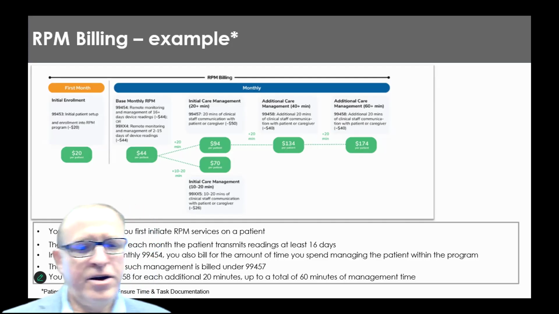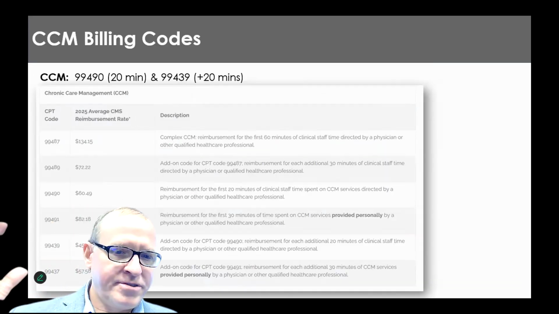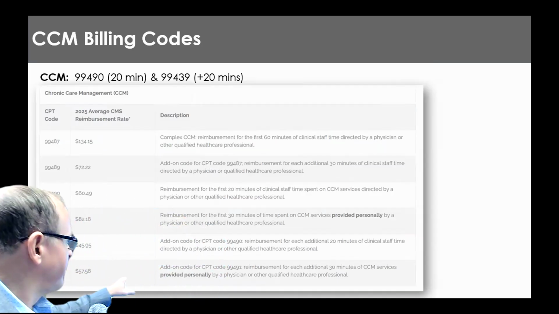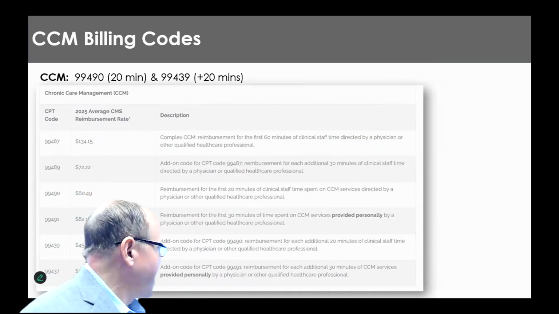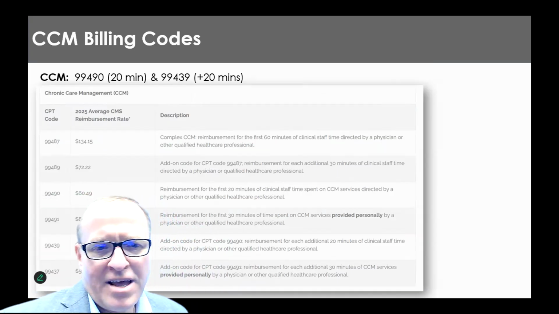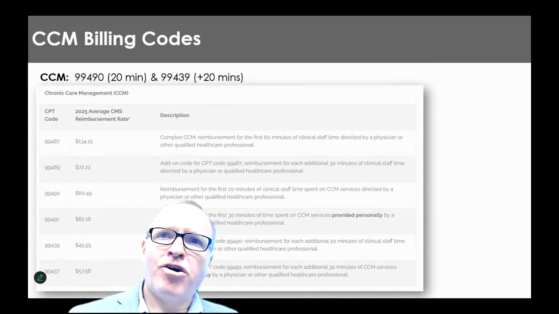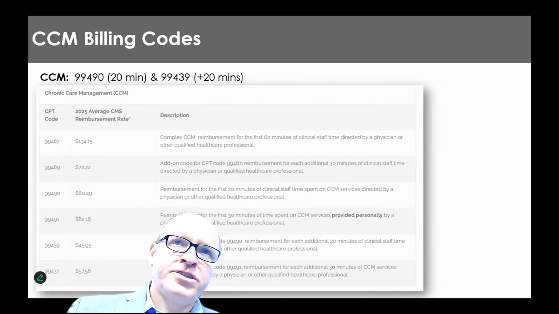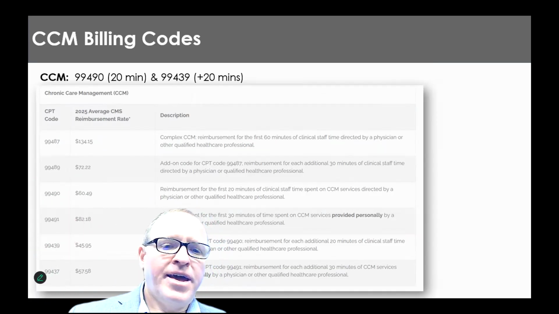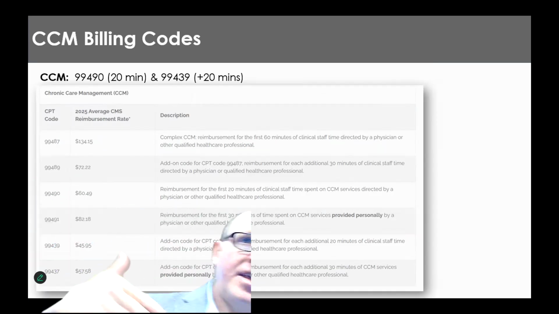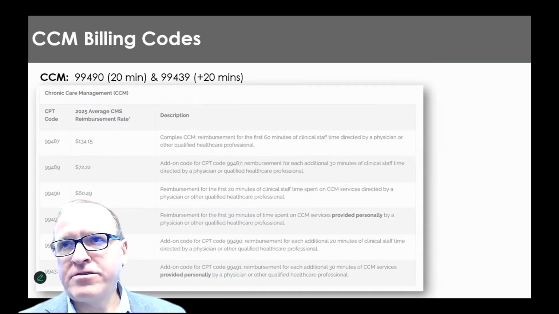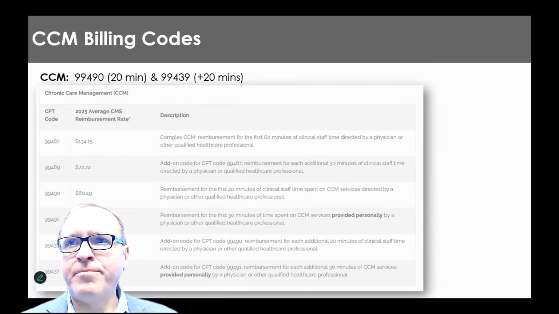So now on the CCM side, like I said, there's several different codes under CCM. I don't want to go through all of them. It'll be a little bit of an eye chart up there, and apologize for the light font on this. But think about it like RPM: I'm going to spend the initial 20 minutes per month, and then any additional 20 minutes I can bill for that extra 20 minutes of time, if that makes sense.